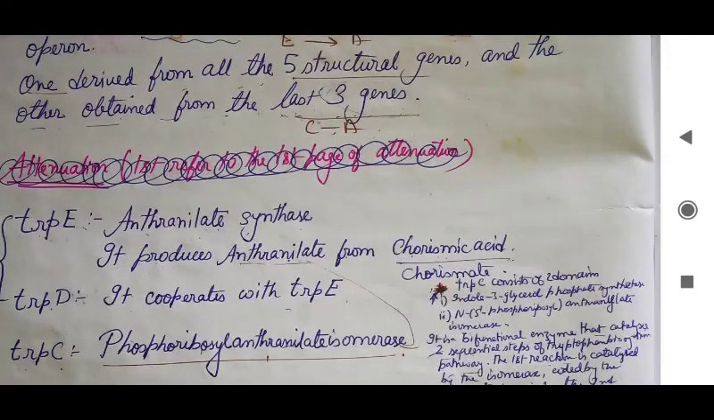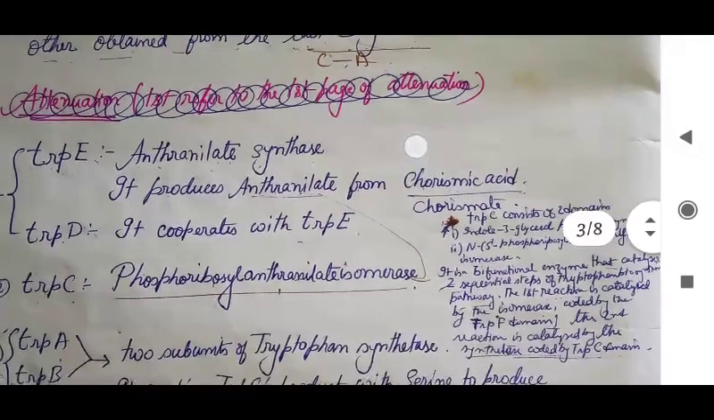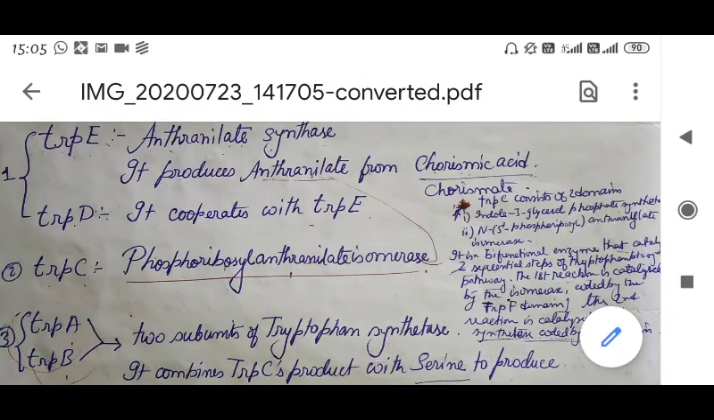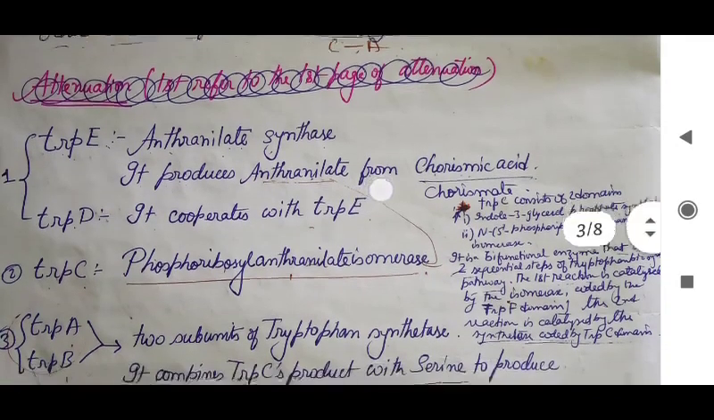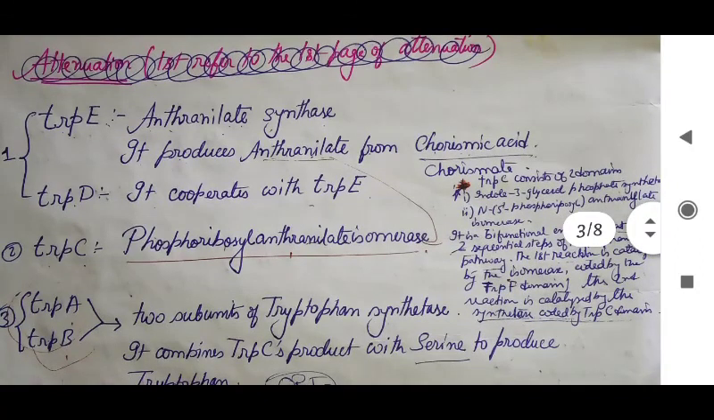Now, what does each gene encode? I have not mentioned that yet. Okay, we will go through them one by one. First comes anthranilate synthetase. TRPE encodes anthranilate synthase. Normally, TRPE produces anthranilate from chorismate.